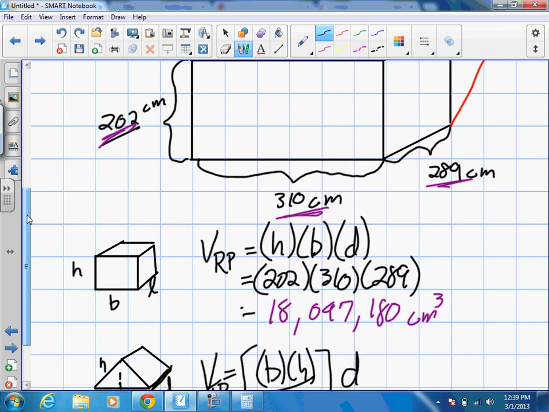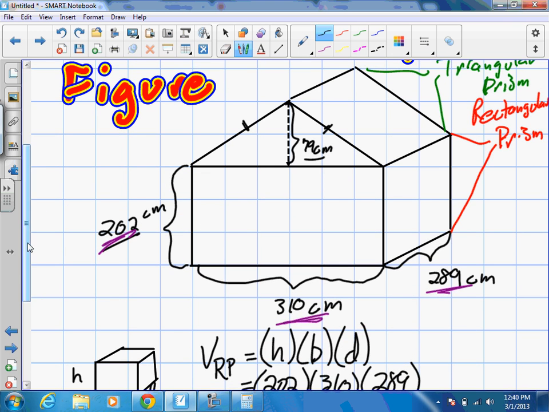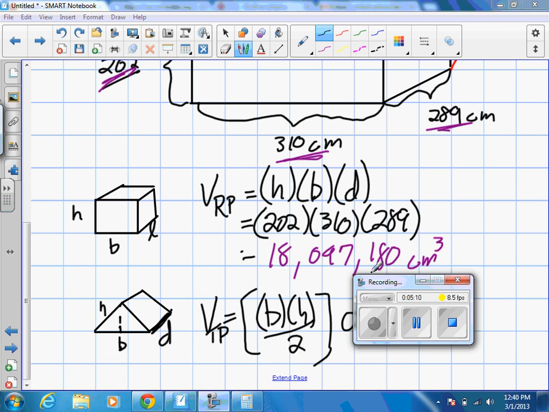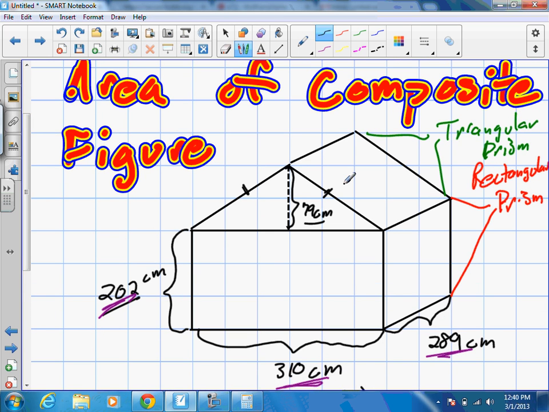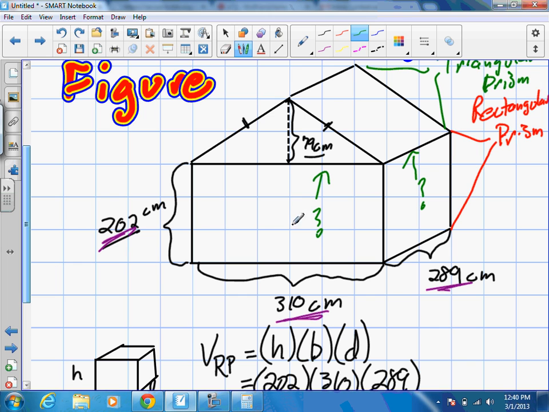Let's take the information we have. Well, we know the height is 79 centimeters. But we need to know the base and the depth. Looking at the triangular prism, I don't see them marked off here or here. So how can I figure out what those values are? Yeah, we know it's flush with the rectangular prism. So in other words, those values are right below here. 310 and 289. That's going to be our base. And this is going to be our depth again. So that's good. We got that information.